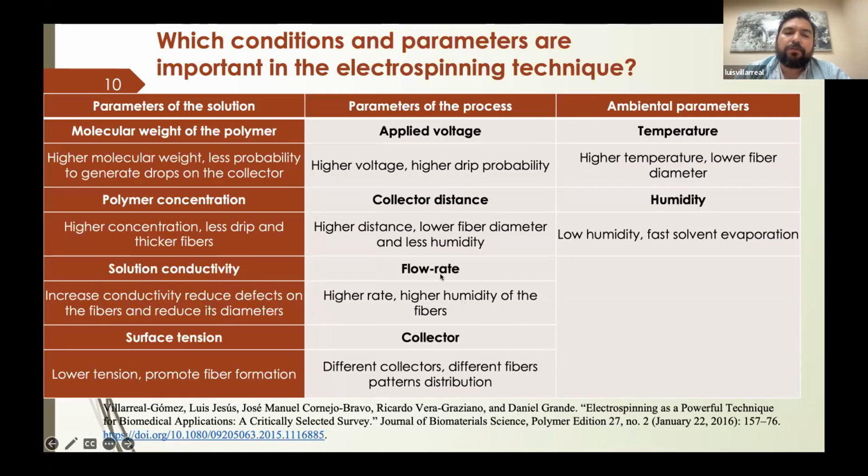You also can control the flow rate of the release of the polymer solution and the type of collectors. And the temperature and humidity are important too for the fabrication of the fibers. In some polymers, when you have high humidity, you can produce porous fibers.